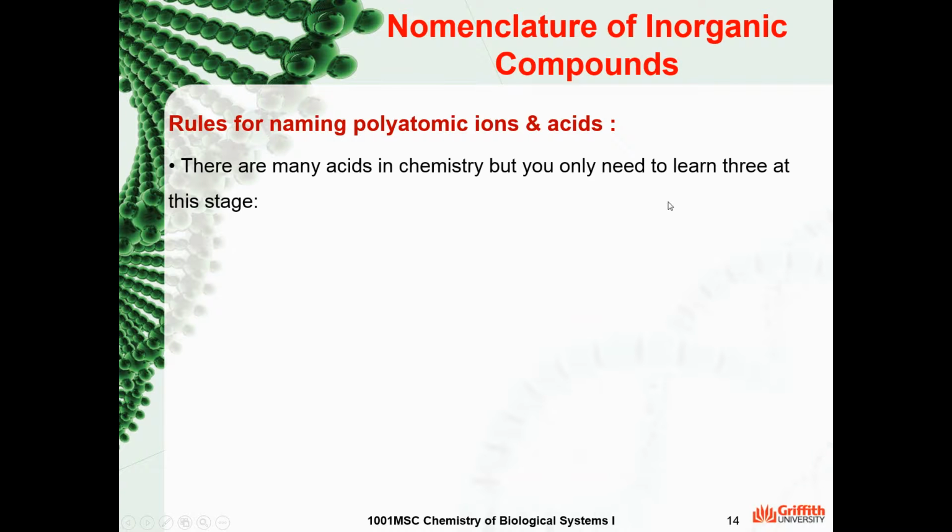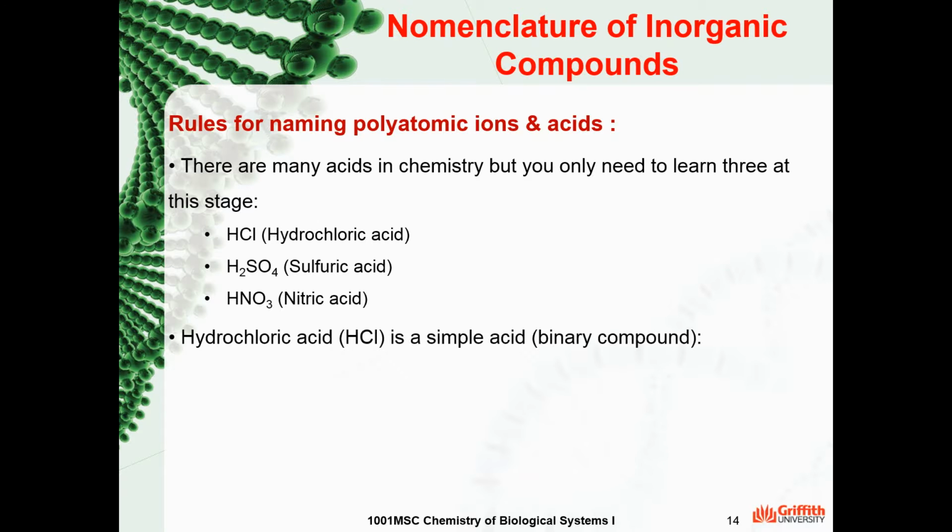We also need to learn how to name acids. For the purpose of this course, you only need to remember 3 acids that we use regularly in the lab: hydrochloric acid, sulfuric acid, and nitric acid. How are these acids named? Let's look at them one by one.